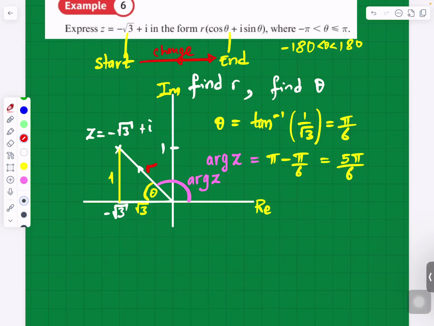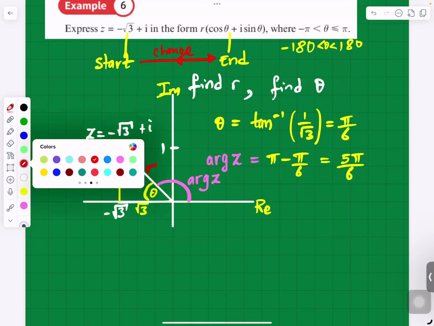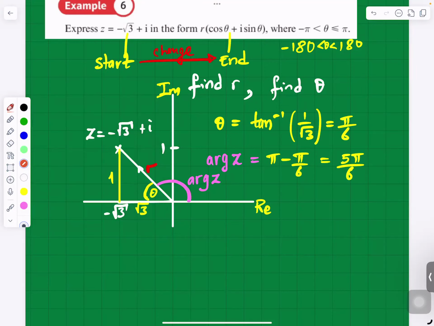Put r in red there. This red is not very nice on green. Let's see what color is nice on green. Blue works on green. So r is the square root of 1 squared plus square root of 3 squared, using Pythagoras. That gives you 2.